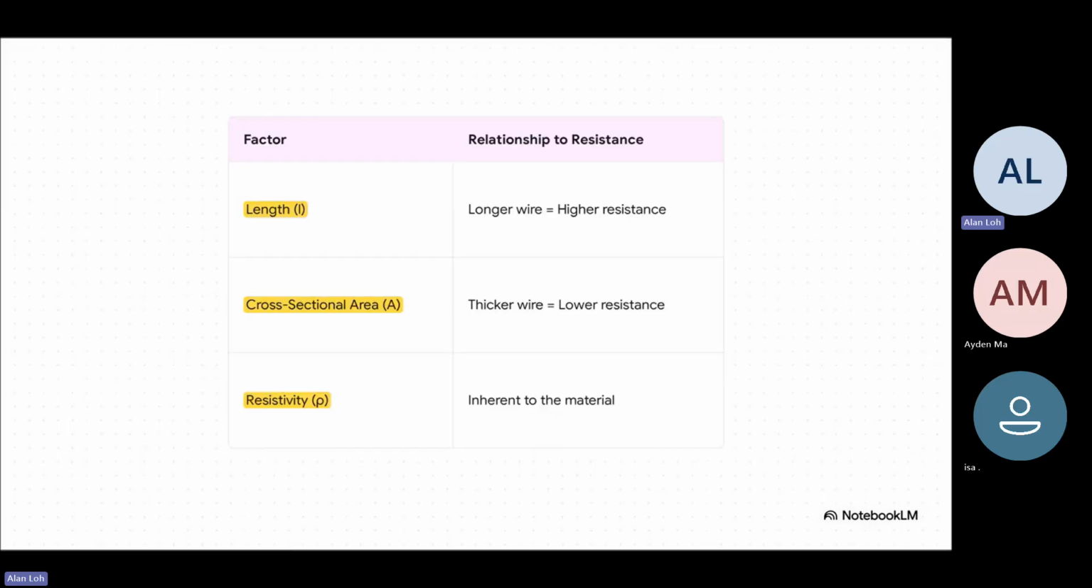Okay, so here are the big 3. First, you've got length. Makes sense, right? The longer the wire, the more stuff the electricity has to push through, so higher resistance. Second, cross-sectional area, which is just a fancy way of saying how thick the wire is. A thicker wire is like a wider pipe. It gives the current more room to flow, which lowers the resistance. And finally, there's resistivity. This is just built into the material itself. Some materials are simply more resistant than others.